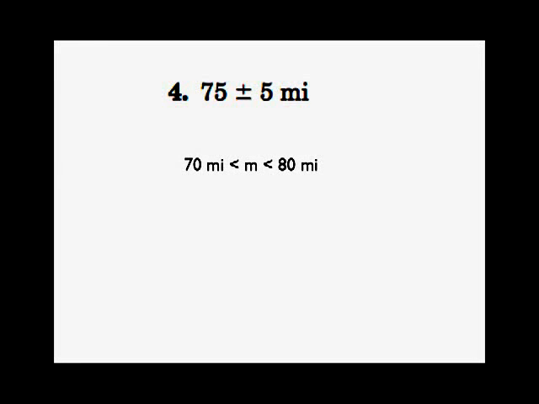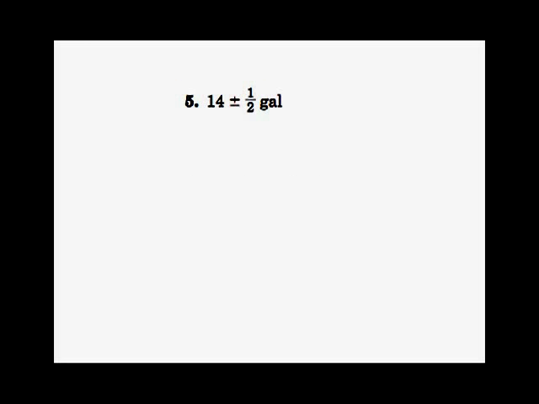75 plus or minus 5 miles could be written as 70 miles, which is less than the measurement, which is less than 80 miles. How would you write 14 plus or minus 1/2 of a gallon? It would be 13.5 gallons, less than the measurement, which is less than 14.5 gallons. Subtract on the lower end, add on the upper end.